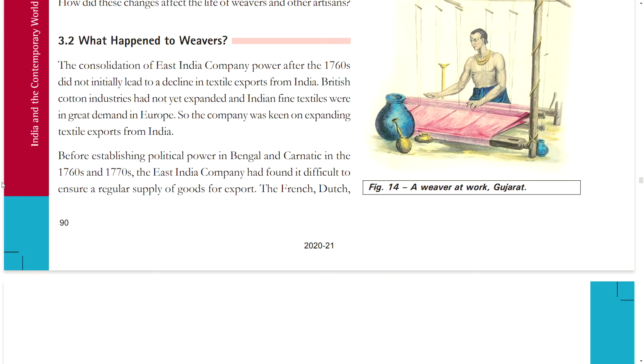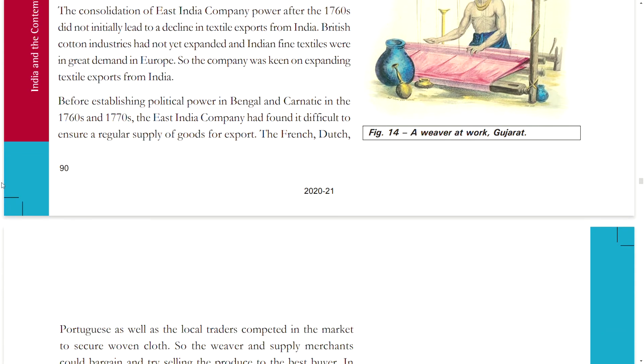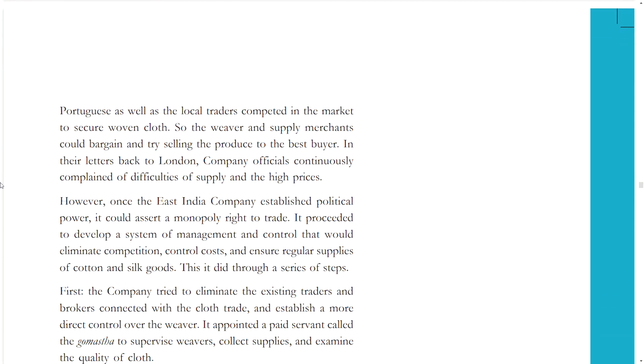The French, Dutch, Portuguese as well as the local traders competed in the market to secure woven clothes, so the weavers and supply merchants could bargain and try selling the produce to the best buyers. In their letters back to London, company officials continuously complained of difficulties of supply and the high prices. However, once the East India Company established political power, it could assert a monopoly right to trade.